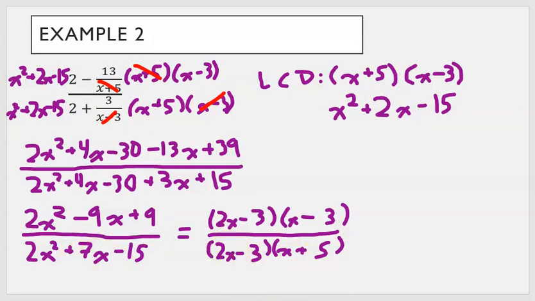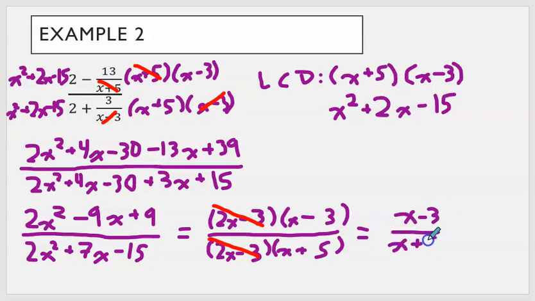And with that factoring done, I actually do have some factors that will cancel. So with the matching 2x minus 3's on top and bottom, now my final answer is just the x minus 3 over x plus 5.